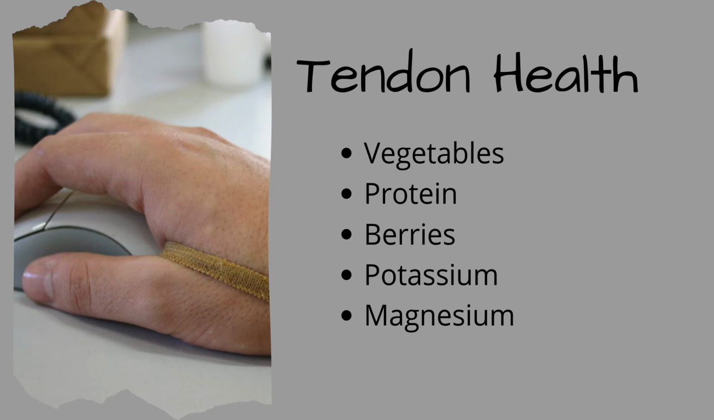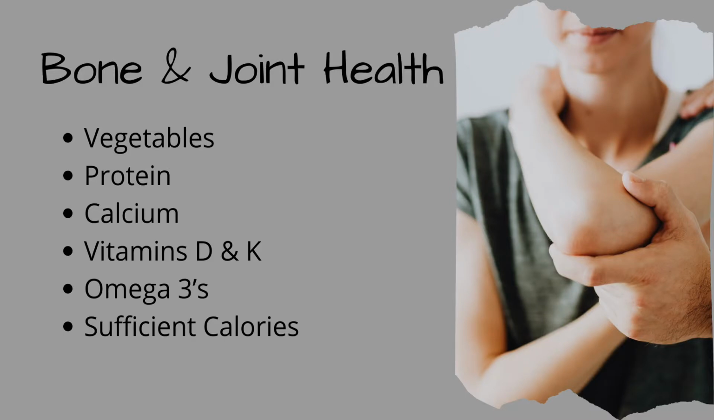Then bones and joints, because these things were so closely tied together, I couldn't really separate them. Vegetables, which support bone density. Protein, which makes up 50% of our bones. I thought that was fascinating. I never knew that. Calcium, this is the main mineral in our bones and is also super important to its strength and that sort of thing.